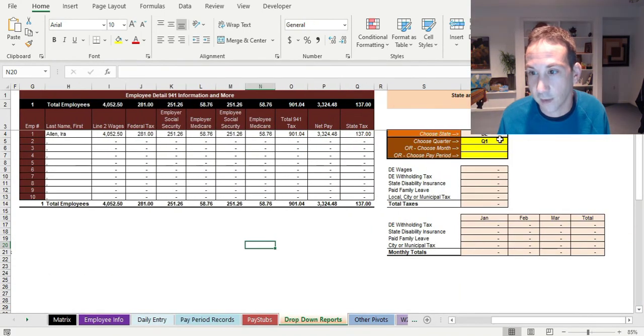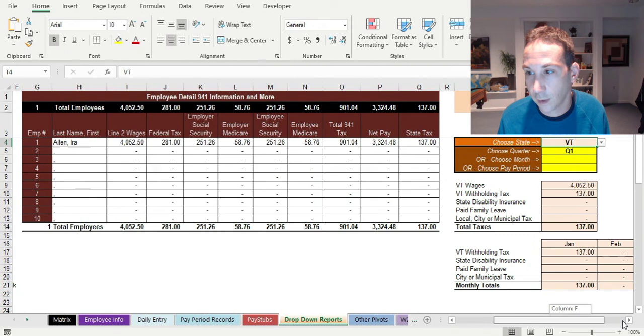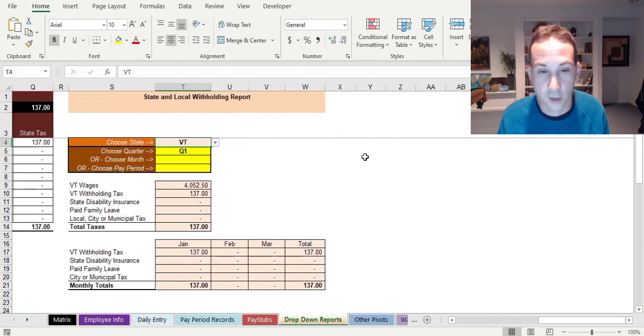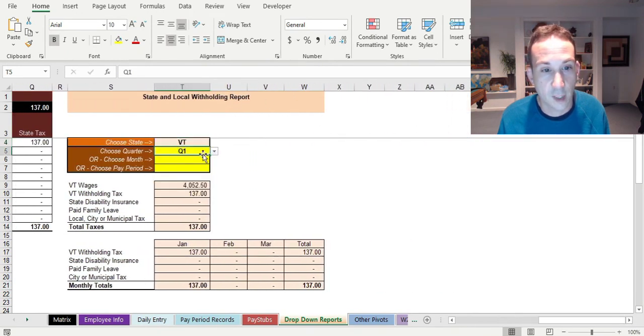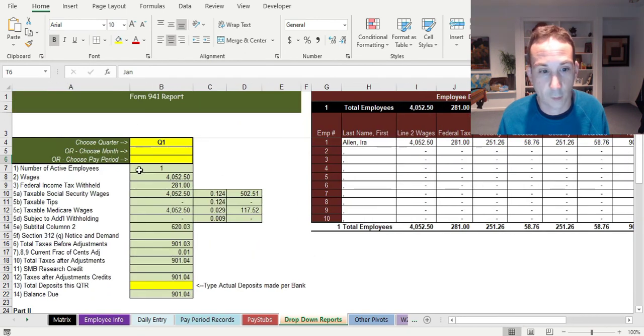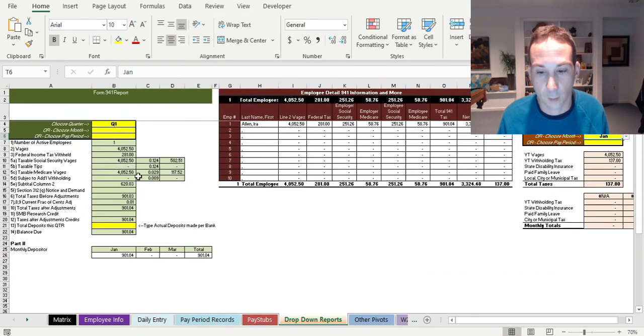I mean, how quickly is it to get a Vermont report out of this? You just go right here, you choose Vermont, and boom. Sorry if you didn't see that with my head there. You just choose Vermont from this drop-down menu, and whatever quarter you're in or whatever month you want, and you're going to get your reports that you need to file with the state, and of course your federal reports here that you need to file your federal 941 report.